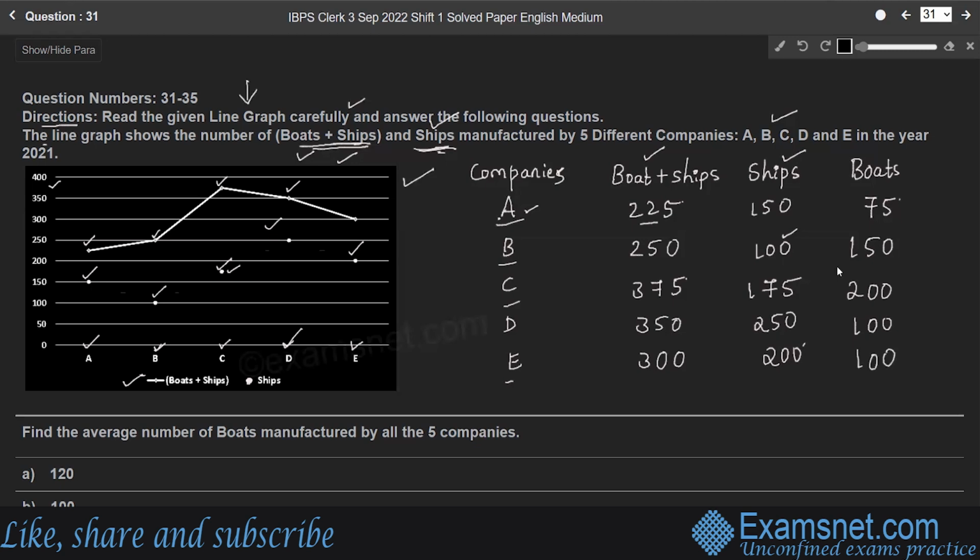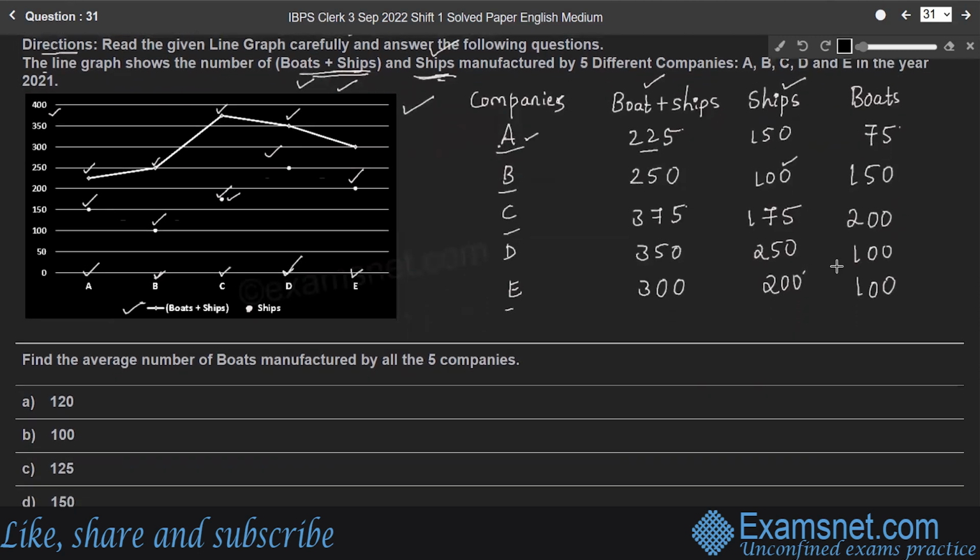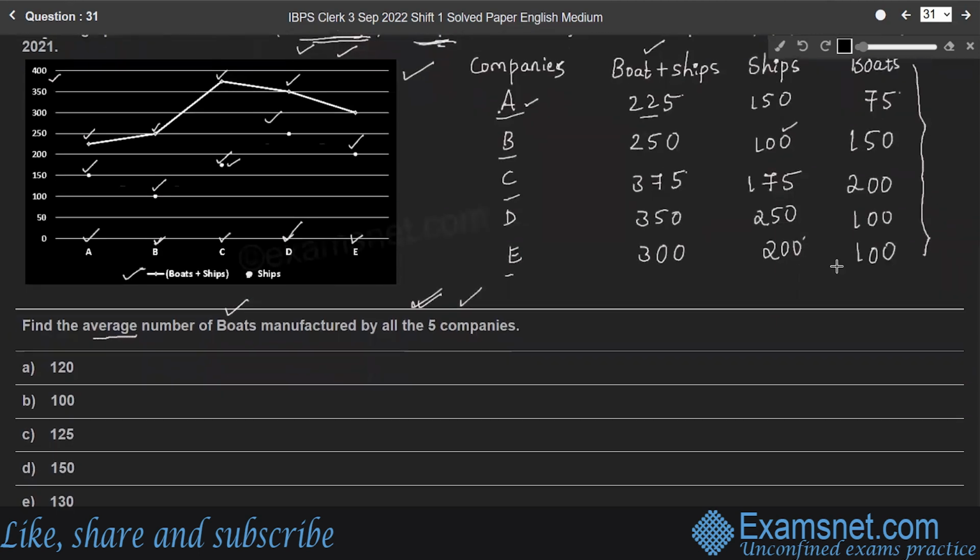Here the question is question 31. Find the average number of boats manufactured by all 5 companies. Average means the total number of boats divided by the number of companies. Therefore, the average number of boats is equal to the total number of boats divided by the number of companies.